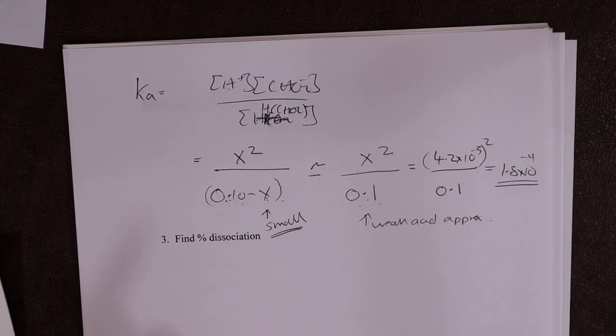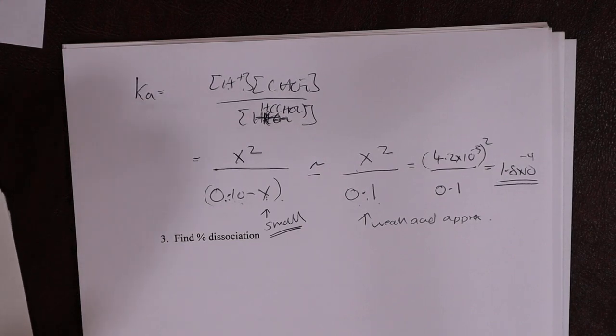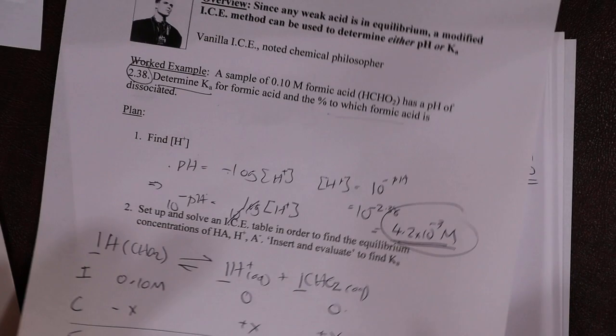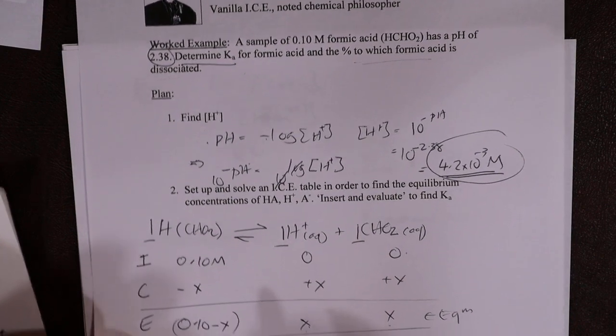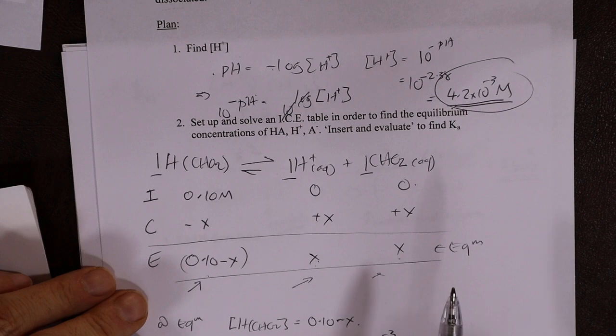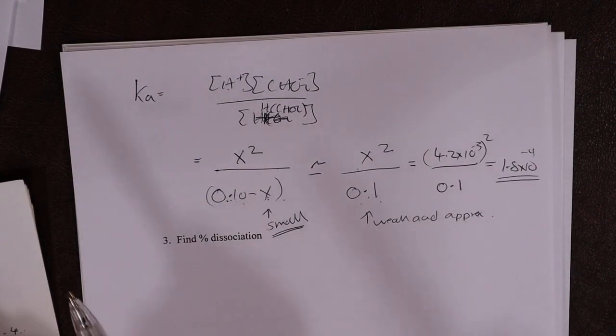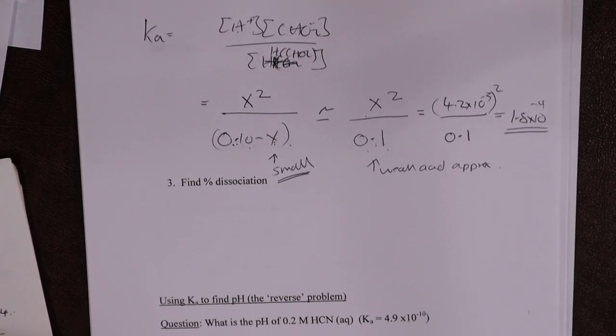Remember, always, we've seen a common theme. You basically do yourself a grid, an ICE table. And it doesn't really matter what kind of equilibrium it is, okay? You can always figure it out from that table. Remembering that the bottom line down here is the equilibrium position as defined by K up here. All right, so the percent dissociation, think about it.